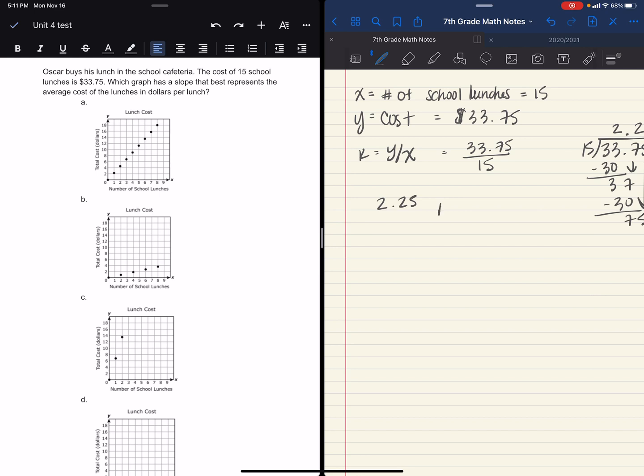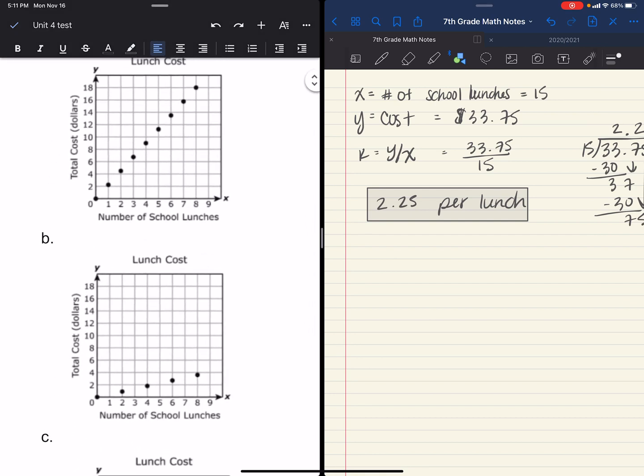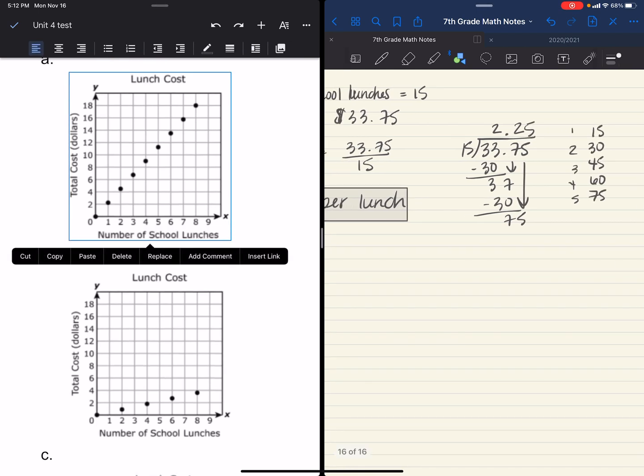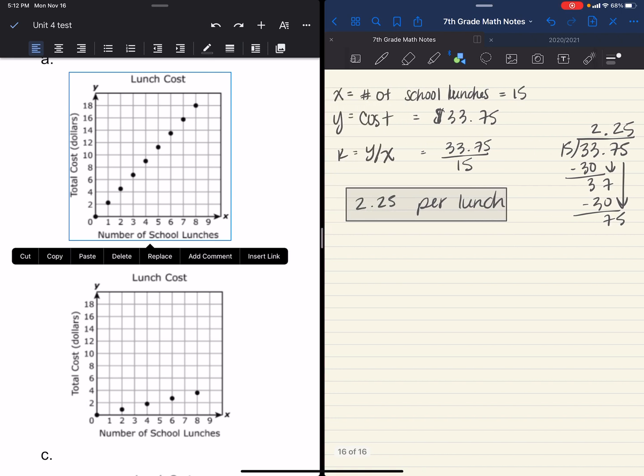So $2.25 per lunch. Now I'm looking at which graph reflects $2.25 per lunch. So A is my answer. Because if we look at A, real nice and close, I can see that if you go to 1 school lunch, it's a little over 2. If I go to 5 school lunches, I know that should cost, well, here, let's do $2.25.